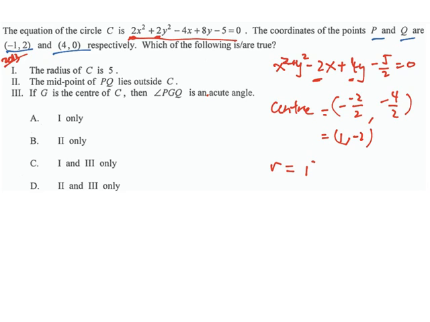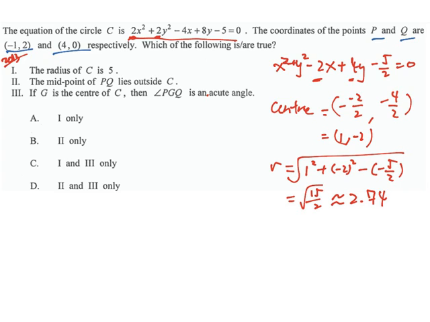And for the radius, 1 squared plus negative 2 squared minus negative 5 over 2. Take square roots. So remember, you place the calculator inside brackets. So we can get 15 over 2 inside the square root. And when you press the calculator, it's around 2.74. So let's see the choices. For part 1, radius is 5, so you can see radius is not 5. So 1 is wrong, so we can cancel it. Then you can see, if we cancel A and C, that means 2 must be correct.